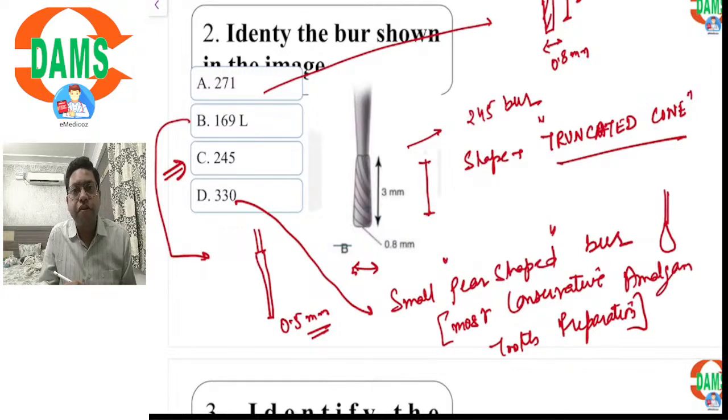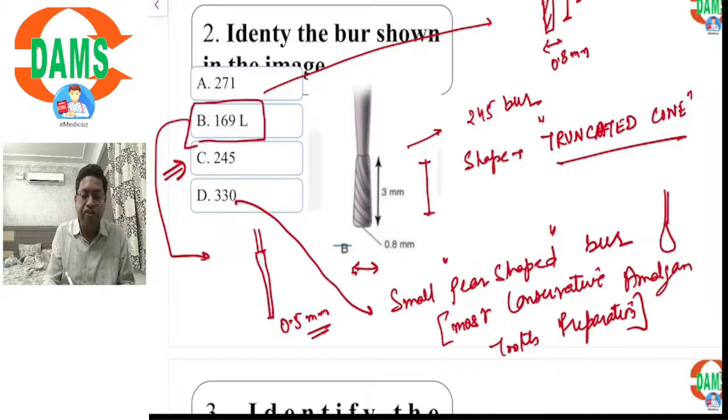So what is shown in the question? Number 245 burr. So there are two burrs which are used for amalgam tooth preparations. One is number 245 burr, and the most conservative amalgam tooth preparations are given with a pear-shaped version, that is number 330 burr. Number 271 burr is used for inlay tooth preparations, and number 169L burr is used for proximal retention grooves, both for cast metal preparations and for amalgam preparations. Okay.